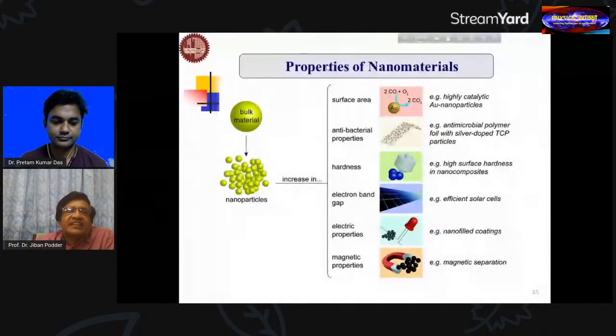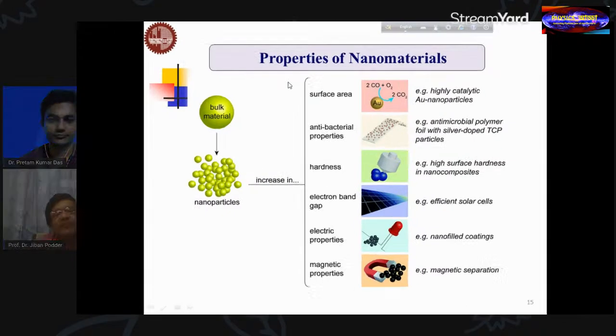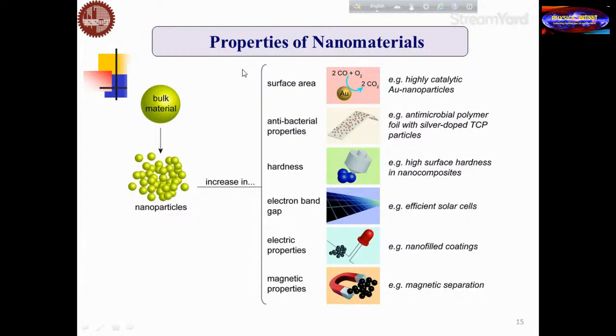And here, if you see the properties of the nanomaterials, as I am talking about the oxide material, my ultimate goal is to produce the nano crystallite material. So from bulk material to nanoparticles, if you can reduce the particle size, then that will increase the surface area, increase the antibacterial properties, increase the hardness, and also increase the electron band gap, electronic properties, and magnetic properties also. So these are all the advantages of the nanoparticle material if we can synthesize from bulk to the nano size, in between 1 to 100 nanometers.